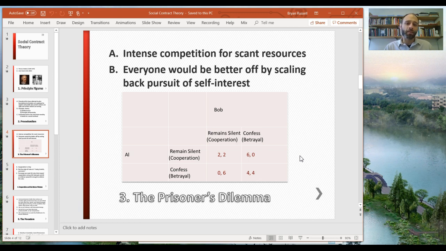So in these cases, there's intense competition. So what are these relevant to? Prisoners' dilemmas are relevant to situations where there's intense competition for scant resources, and where everyone would be better off by scaling back their pursuit of their own self-interest for the collective good. So when do we face circumstances like this?